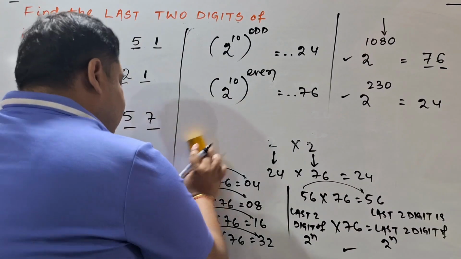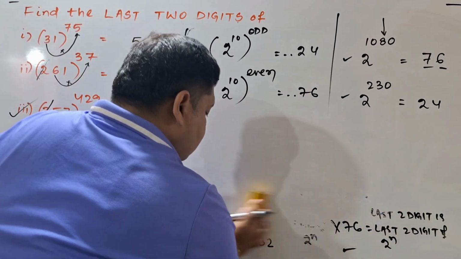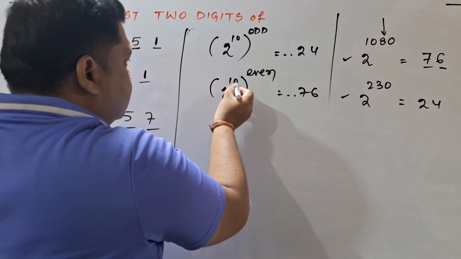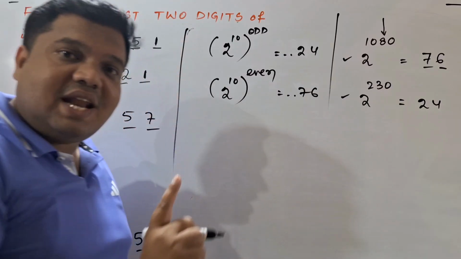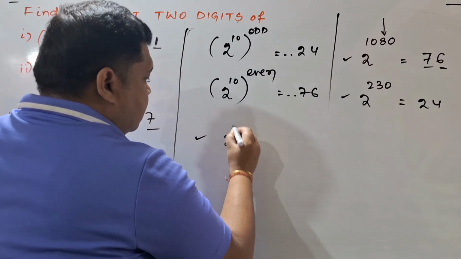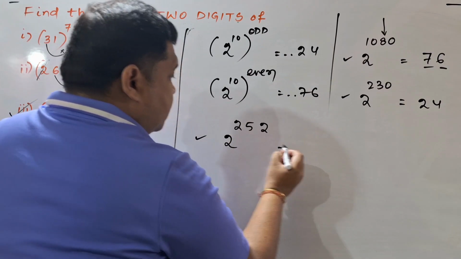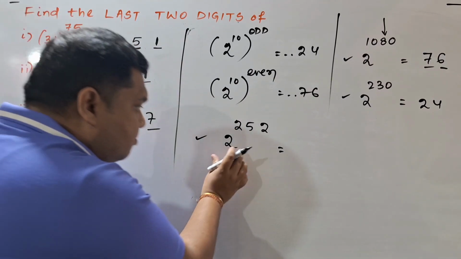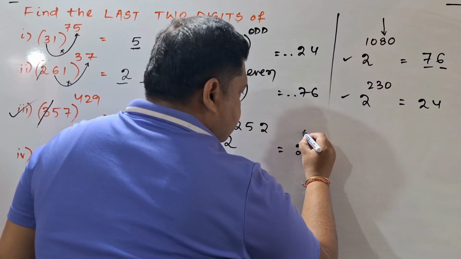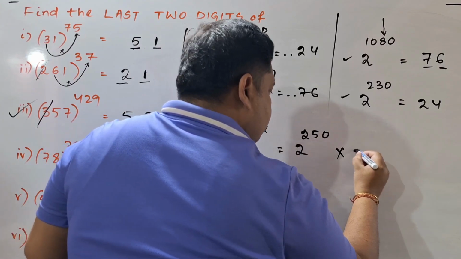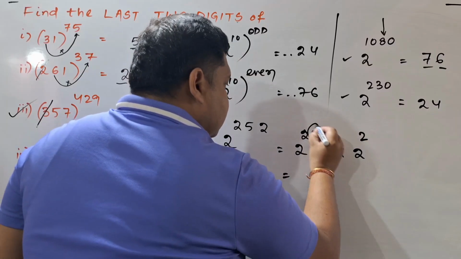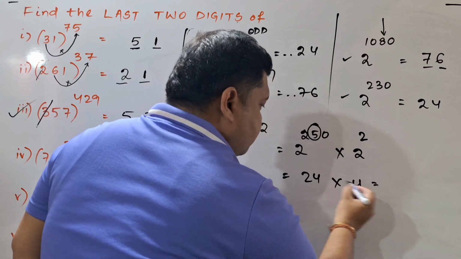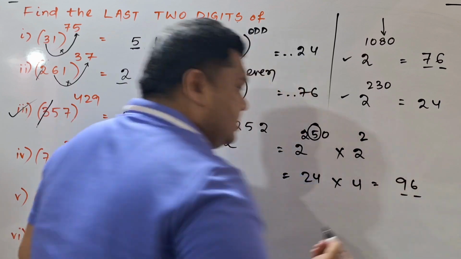Now the important thing is, this method is only applicable when the unit place of the power is 0. Here 0 is present. Then you can answer. Suppose the question is 2 to the power 252. Someone would say this is odd, so the answer ends in 24. No, that is a mistake. You have to modify. Write it this way: 2 to the power 250 into 2 squared. Here the tens place is odd, so the answer ends in 24, and 2 squared is 4. 24 into 4 is 96. So the last 2 digits are 96.